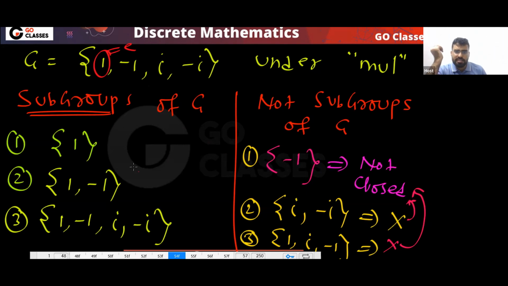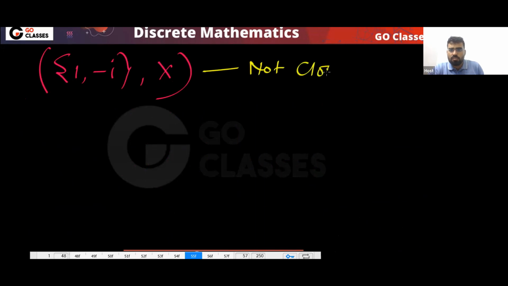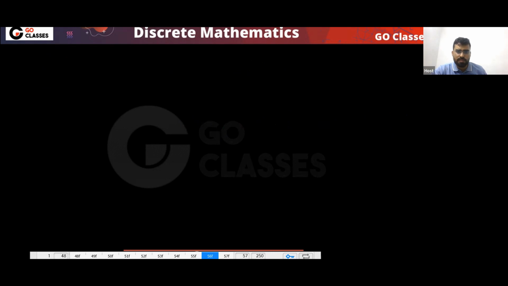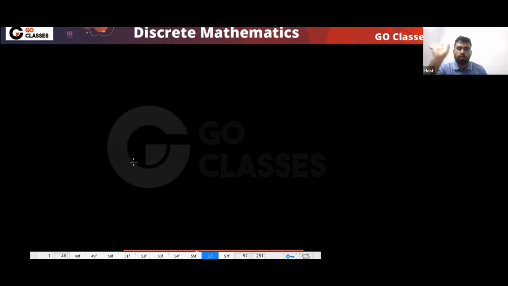1 comma minus iota, is this a subgroup? This is not even a group. This is not even closed because minus iota multiplied by minus iota is equal to -1, and -1 does not belong to your H. So the concept is very simple. Subgroup basically means that it is a subset which is a group under the same operation.